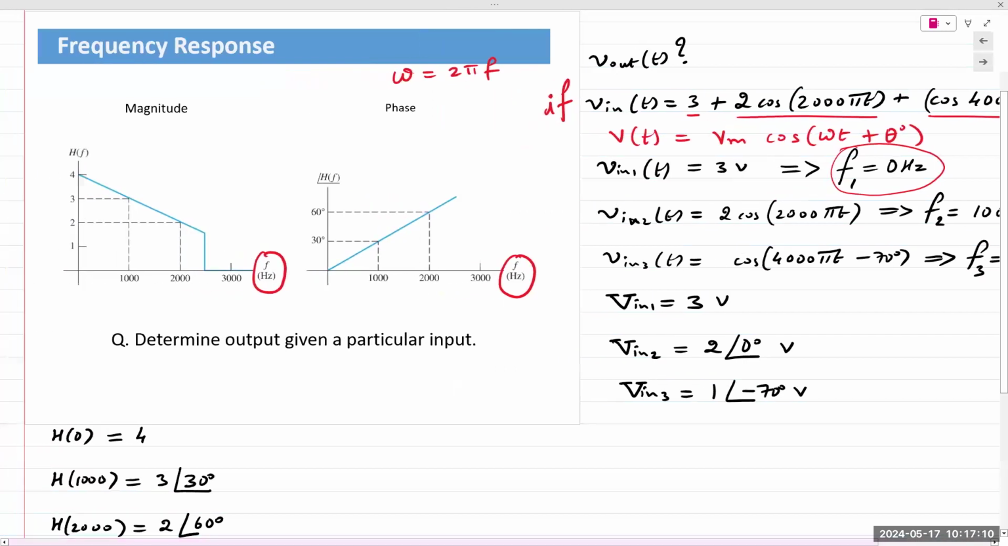At the same time, we can write out the phasor form for V in 1, V in 2, and V in 3. Since the first one is simply a flat line at 3 volts, the phase angle is 0. V in 2 is a vector. The angle for that is still 0. Third one is 1 with an angle of minus 70. So far, so good. Any questions?